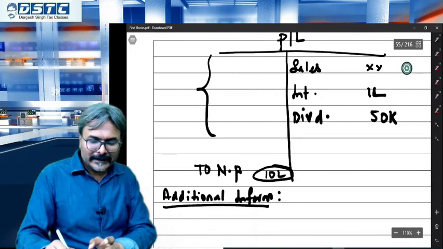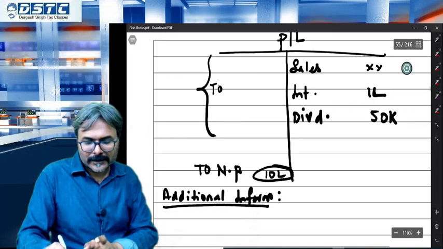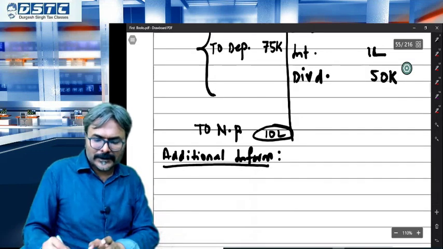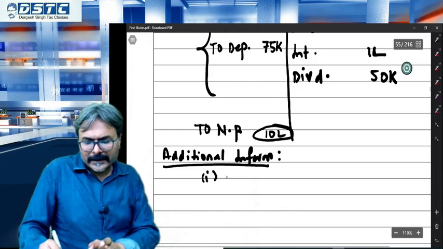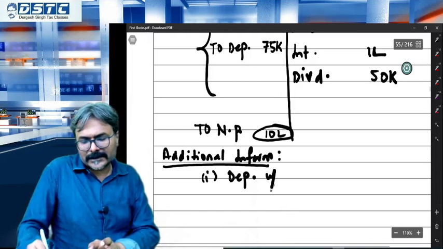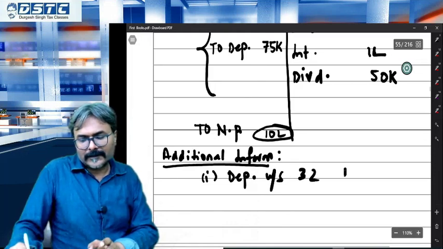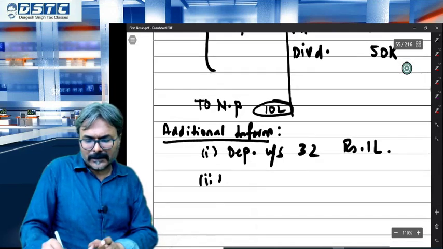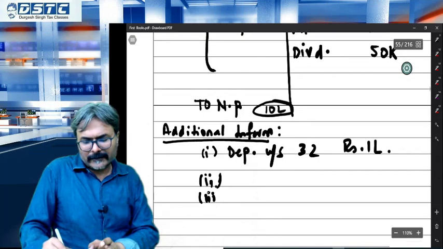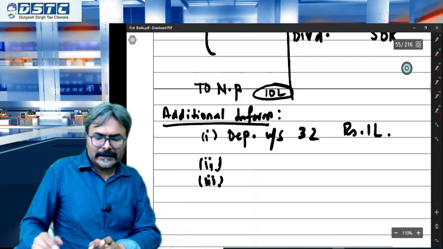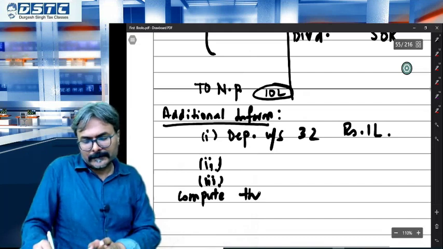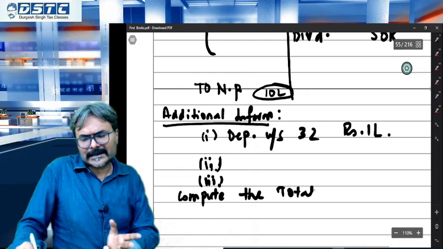So here they would have given, like, depreciation, say 75,000 is what would have been debited. And in additional information, say they would have given depreciation under section 32 is say rupees 1 lakh. Apart from that, there would be various other points also that they would have given to you, and finally they would have told you to compute the total income, and maybe sometimes tax liability also.